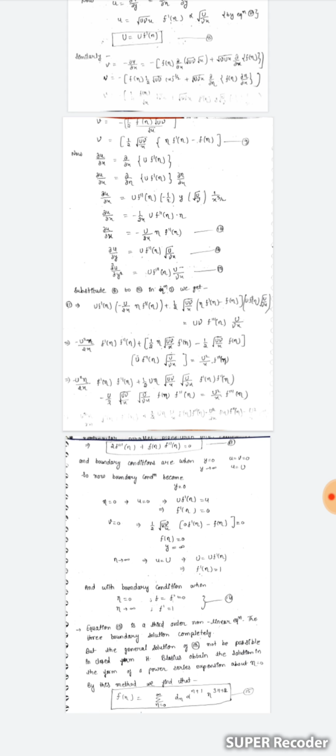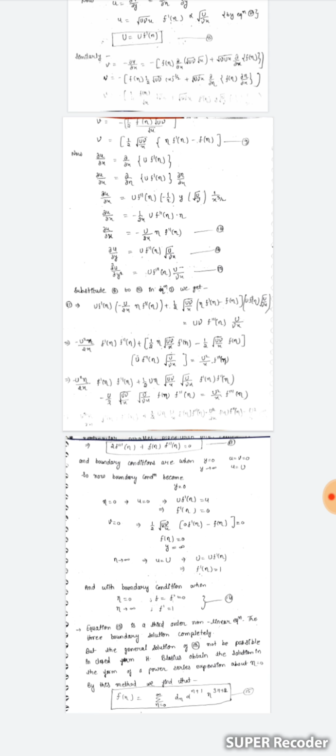f triple dash eta means differentiation of f with respect to eta three times, and f double dash eta means differentiation two times. The boundary conditions are when y is equal to 0, u and v are equal to 0, and when y tends to infinity, u is equal to capital U. So the boundary conditions become, when y is equal to 0, eta is equal to 0. This means u is equal to 0, so f dash eta is equal to 0. When v is equal to 0, this implies 1 by 2 under root of U nu upon x into eta f dash eta minus f eta is equal to 0, so f eta is equal to 0. When y tends to infinity, eta tends to infinity, and small u is equal to capital U. This implies f dash eta is equal to 1. So the boundary conditions become, when eta is equal to 0, f and f dash are equal to 0. When eta tends to infinity, f dash is equal to 1.